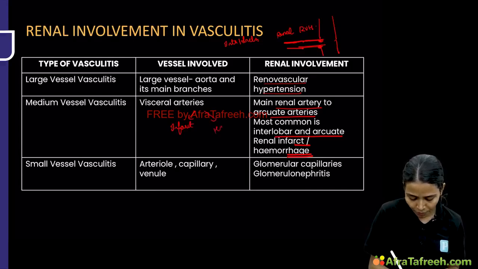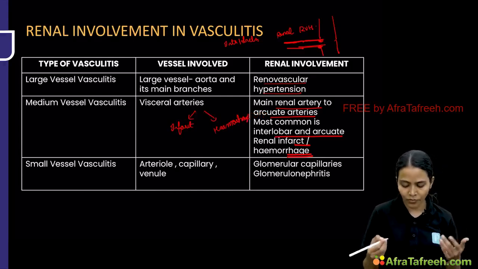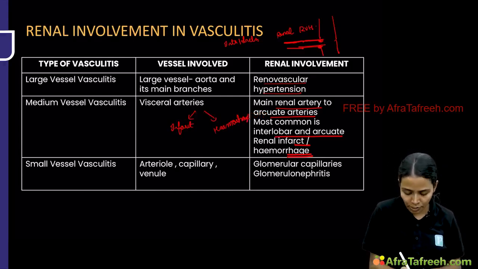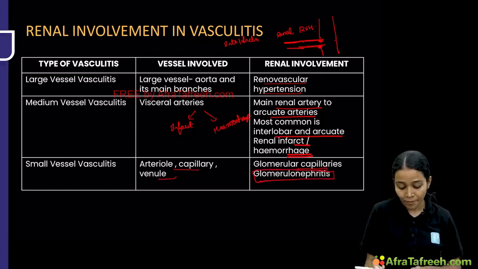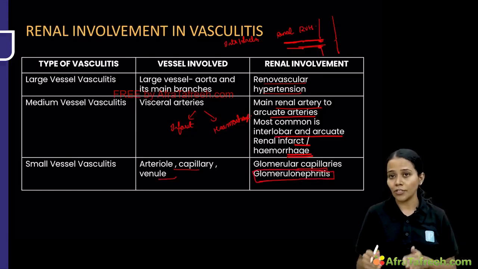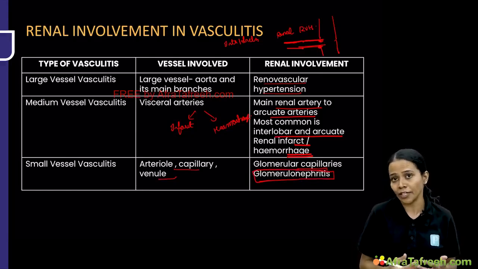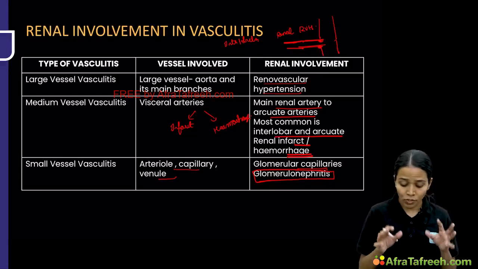Okay, so medium vessel vasculitis basically presents as infarct or hemorrhage. Now next, coming to small vessel vasculitis. Small vessel vasculitis is nothing but arterioles, capillaries and venules. So it involves the glomerular capillaries, so it causes glomerulonephritis. The only vasculitis which causes glomerulonephritis is small vessel vasculitis. So this is very important.